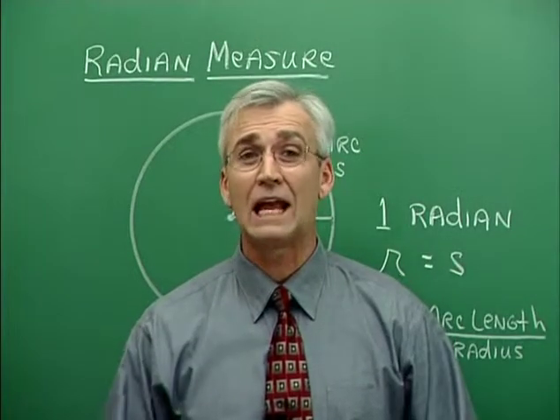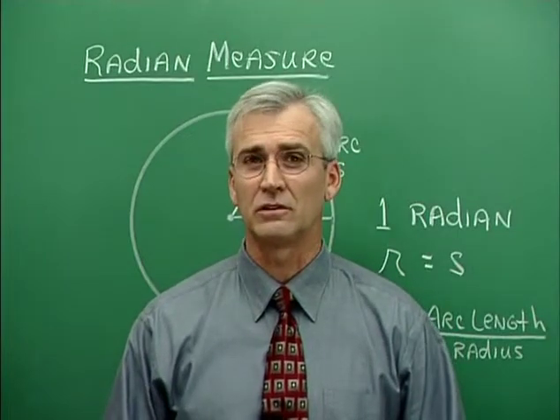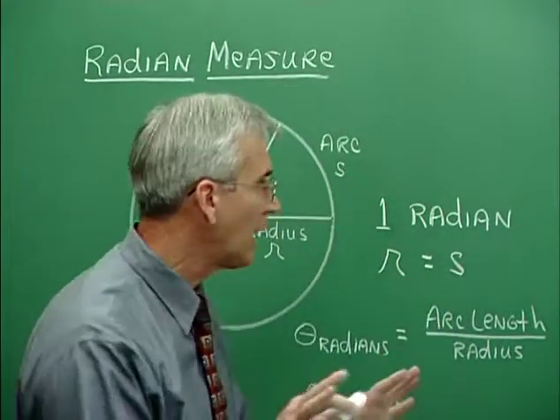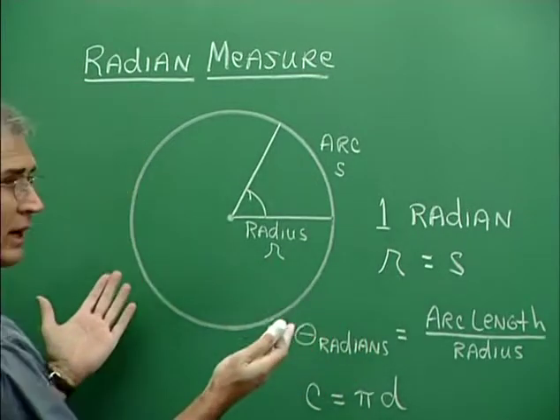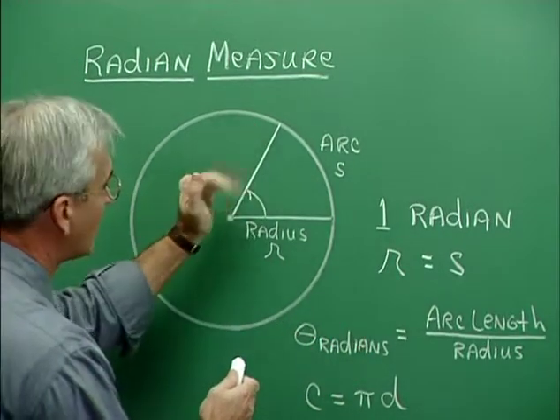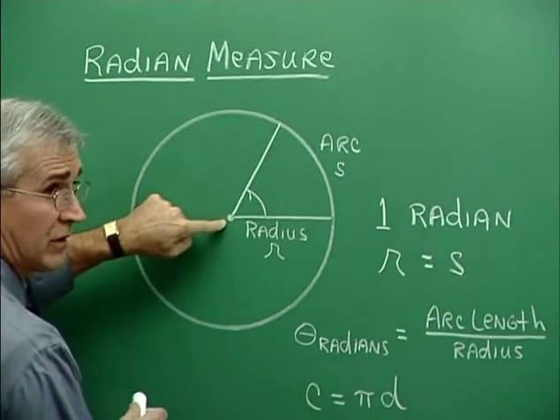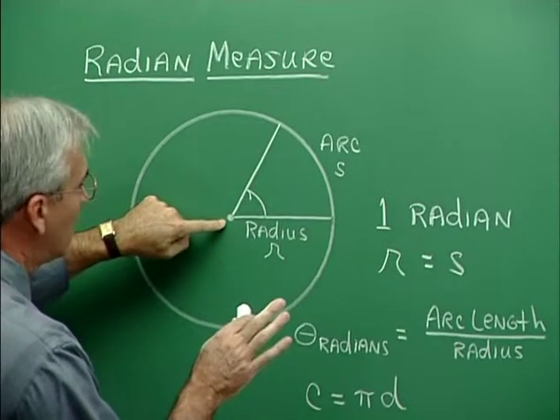Imagine the vertex of an angle located at the center of a circle. And we're going to sort of turn an angle from within a circle to talk about this idea of radian. Now, this angle generated with a vertex at the center of a circle is called a central angle.